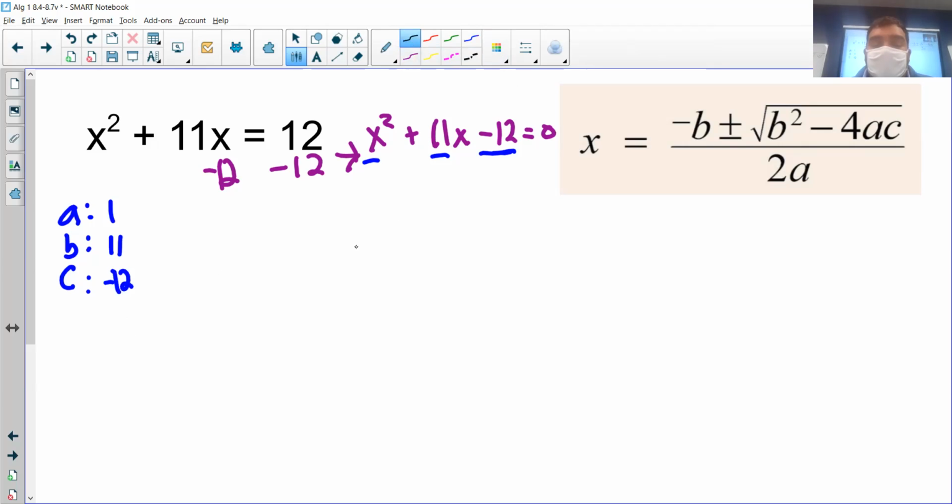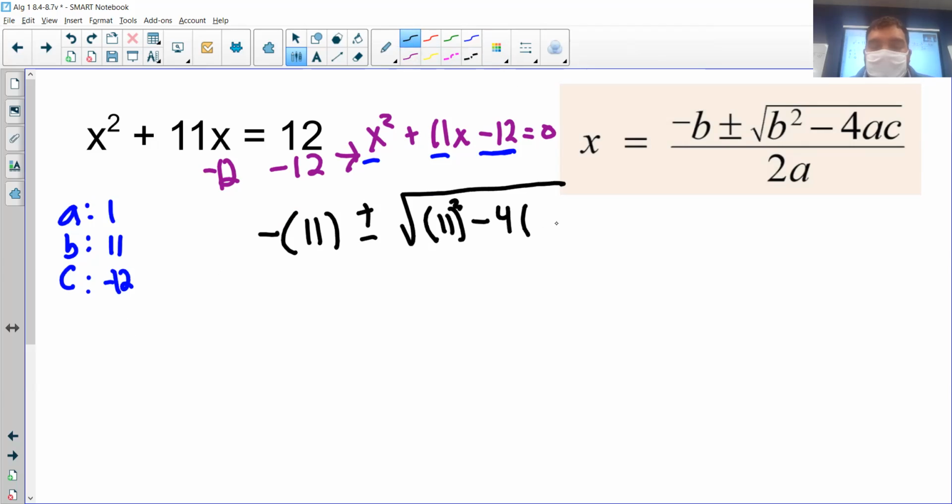Now you just plug it in. So I'm going to plug everything in. Negative 11, I put parentheses on everything just to show that you don't necessarily have to. It's negative 11 plus or minus the square root of negative 11 squared, minus 4 times 1 times negative 12.